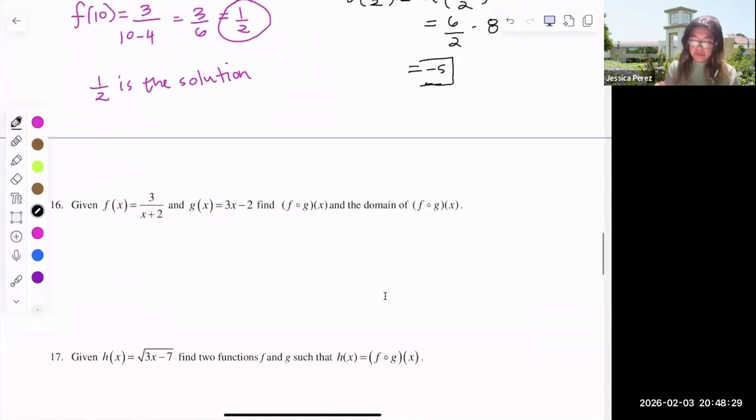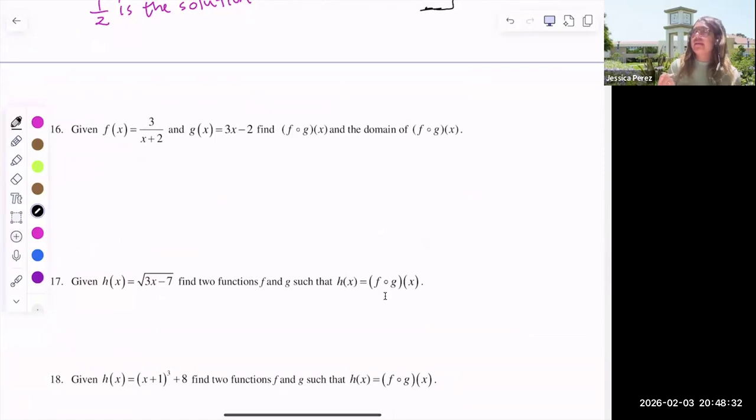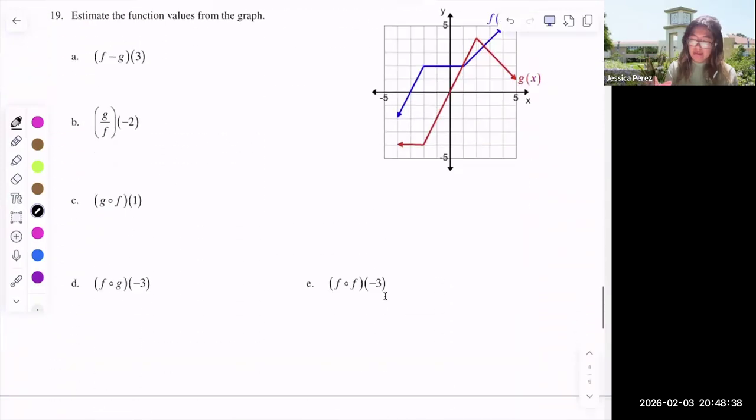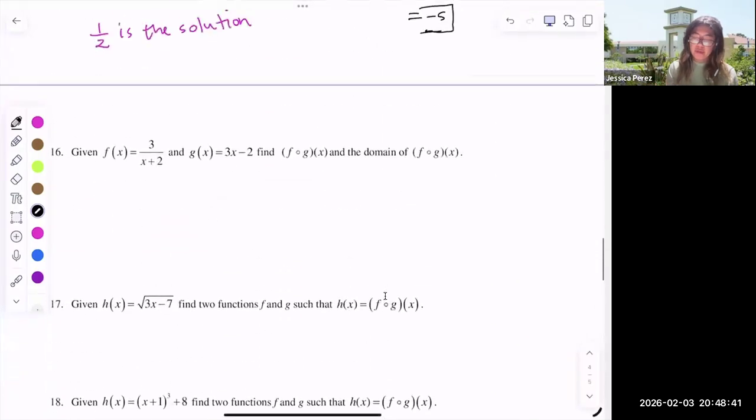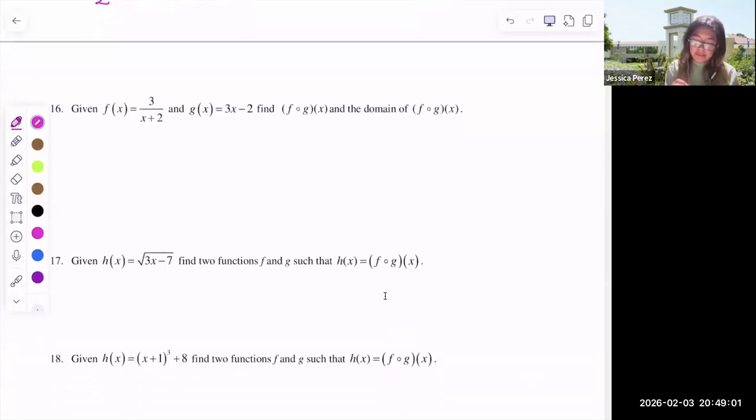So let's look at number 16. By now, hopefully you guys feel comfortable doing compositions of functions. And we do have a few more before we finish this second part of lecture. So given f and g, find f of g and the domain of f and g. First we are asked to find f of g and then look at the domain. First of all, again, I like to look at them separately, individually first. So I like to look at the domain of them separately. So let me go back.